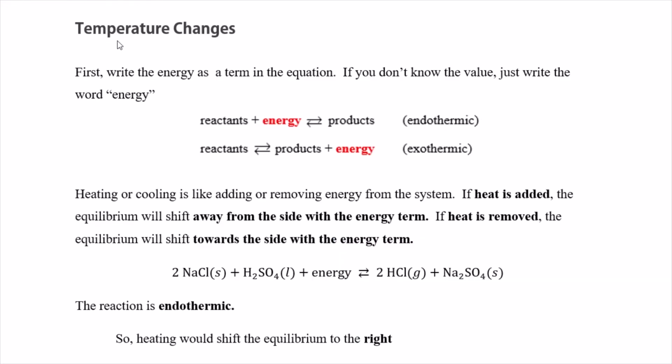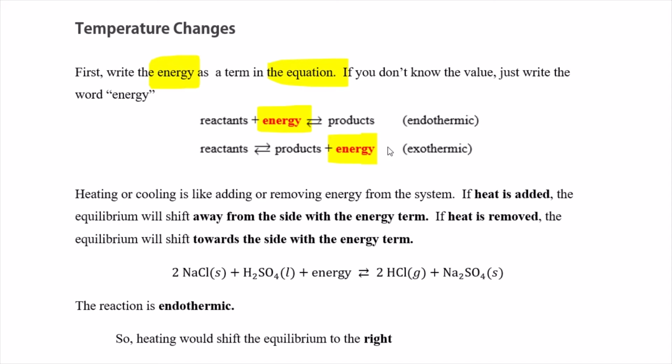Number 2, what about temperature changes? The first thing that you want to do when you get a reaction and you're being asked about a temperature change is you need to write the energy as a term in the equation. So if it's an endothermic reaction, put either the specific amount or just the word energy on the reactant side. And if it's exothermic, put the word energy or the specific amount on the product side. And if we're asking about energy, we have to tell you if it's endothermic or exothermic. We might do it by giving you an enthalpy value. You can go back to the enthalpy section to remind yourself about that. Or we might say it's endothermic or exothermic or give you some kind of a hint.